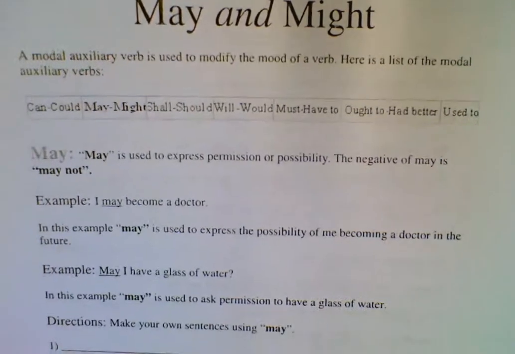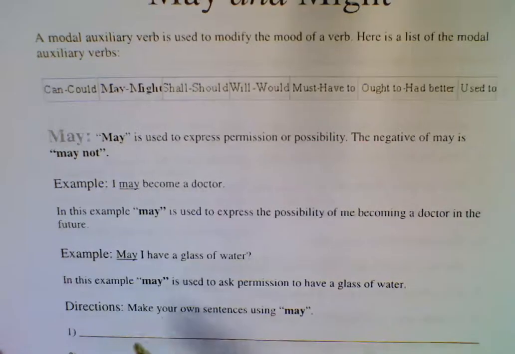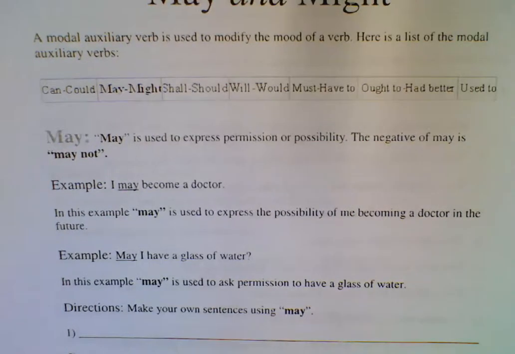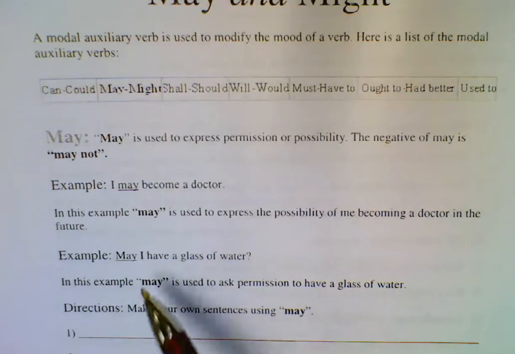Next, we go on to may and might. That suggests that there's a permission that something may happen or a possibility that something may happen. Like, maybe someday you'll become a doctor. You may become a doctor. There's the possibility. The other use is when you are asking for permission. It denotes you have the permission to do something.